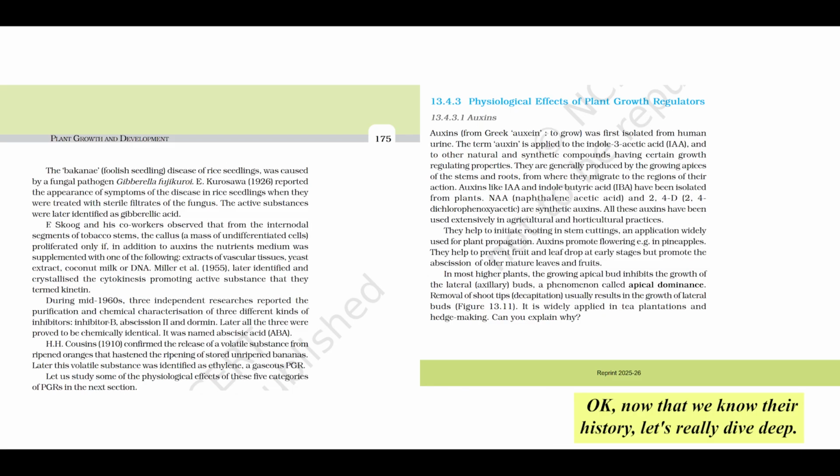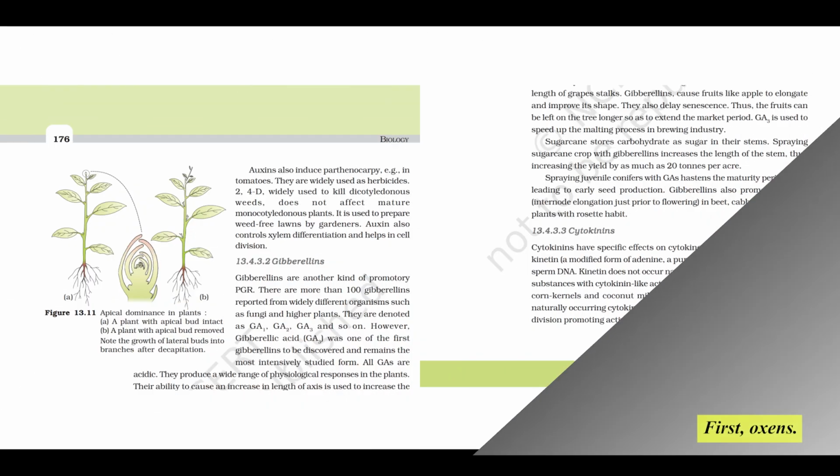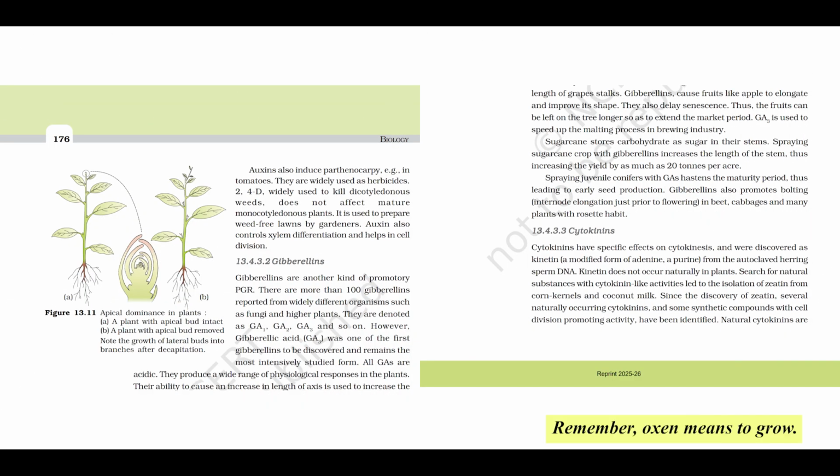Okay, now that we know their history, let's really dive deep into the physiological effects and practical uses of each one. This feels like the absolute core for exams. You are absolutely right. This section is critical. Let's break down each of the 5 major PGRs and detail their functions and their applications in agriculture and horticulture. Pay close attention here. First, auxins. Remember, auxin means to grow.